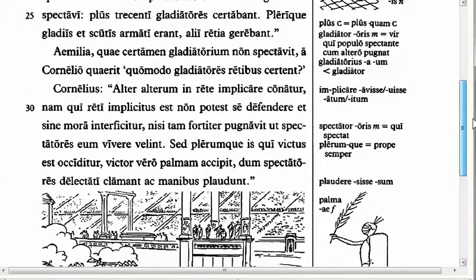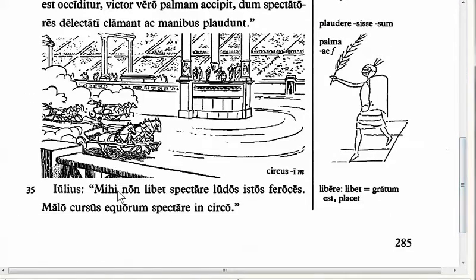Here we have Julius, who says, "Mihi non libet spectare ludos istos feroces." So it isn't pleasing to me to watch those barbaric games. Mihi non libet, notice that libet, it is pleasing, takes a dative. It goes together with a dative, just like we saw licet before.